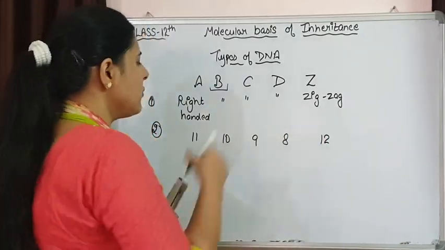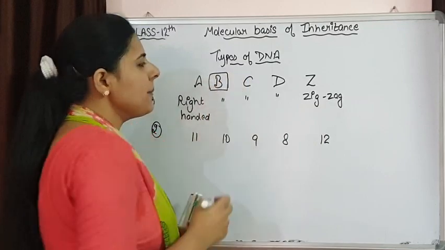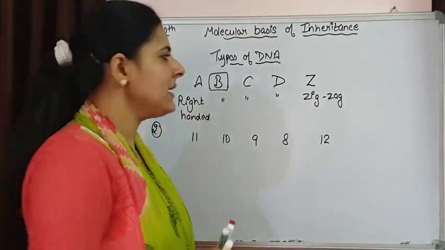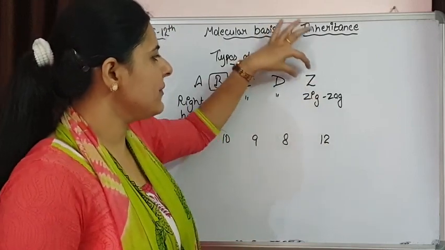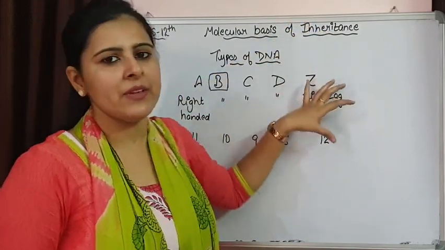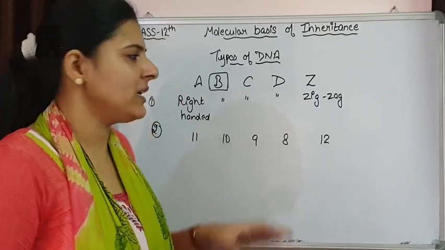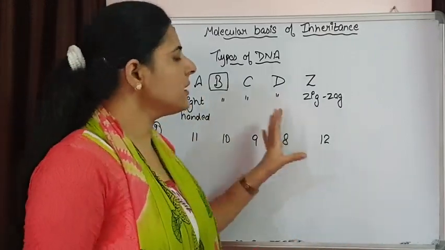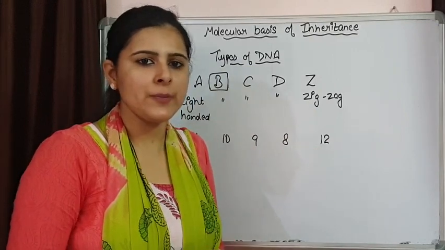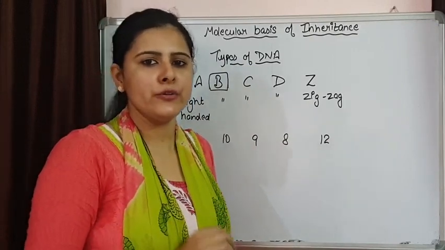So the most abundant is type B, but some of the cells, like the salivary glands of some of the organisms, have Z type of DNA, that is showing a zigzag pattern. So this is how different types of DNA are present with some minor differences.